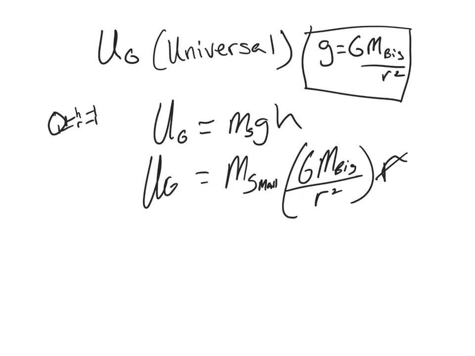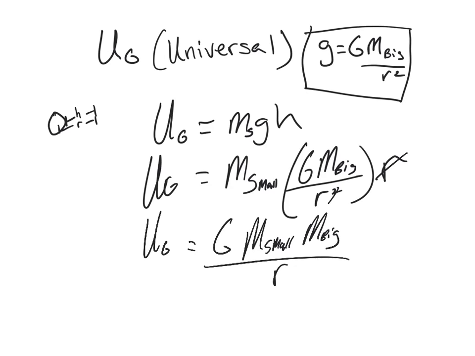And notice what happens here is the r's cancel, and you're left with UG is equal to big G, mass of the small object, mass of the big object, divided by r without the r squared. So the force of gravity is big G m1 m2 over r squared. Potential energy is just big G m over r. You just take the square out and you got potential energy. Okay, so that's a formula that might be nice to know.